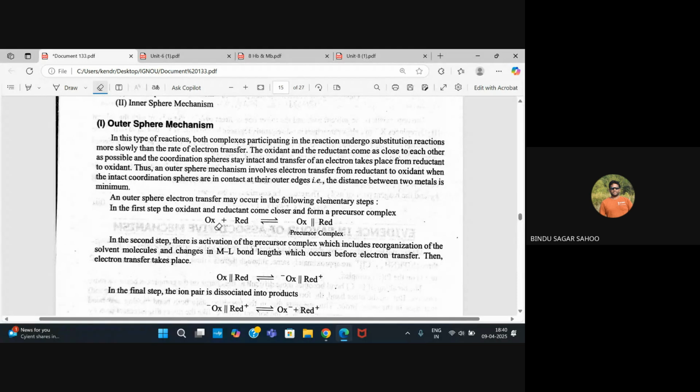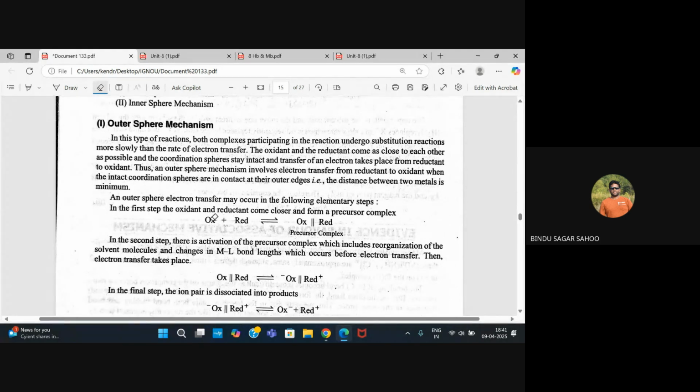That means before the oxidant and reductant come close to each other, the oxidant is surrounded by some solvent molecules and the reductant is surrounded by some solvent molecules. There is also an interaction between the oxidant and reductant, some electrostatic force of interaction.